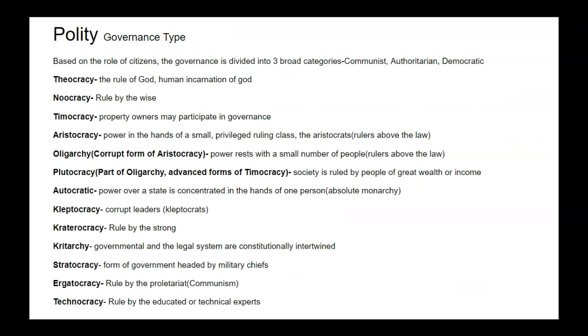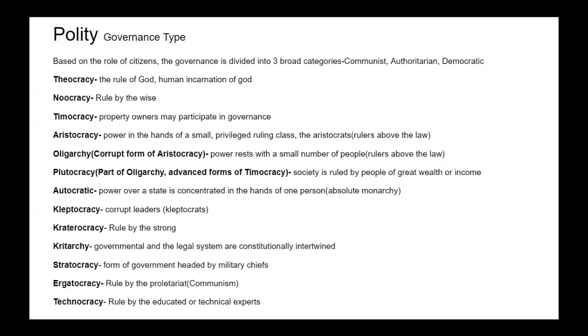Types of governance. Based on the role of citizens, governance is divided into three broad categories: communist, authoritarian, and democratic. But in earlier times, there were different kinds of rule. Here are the different kinds of governance listed in this slide. First is theocracy. Theocracy is rule of God, or rule by a human incarnation of God.